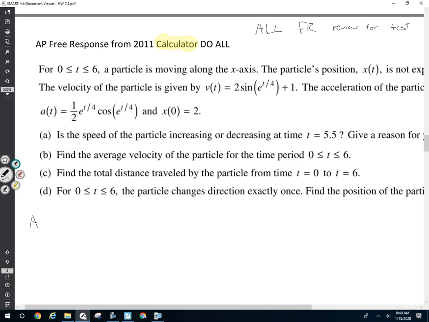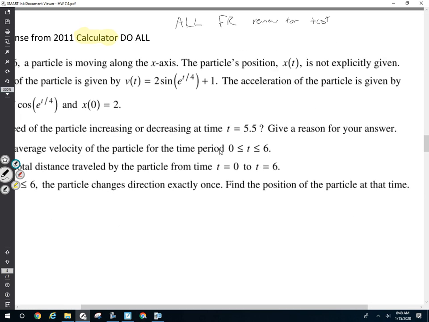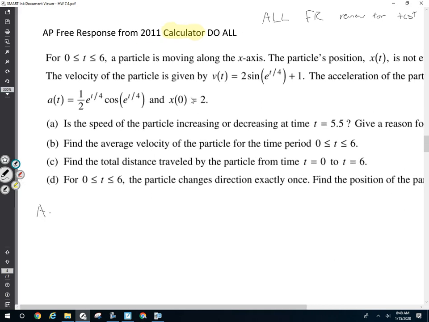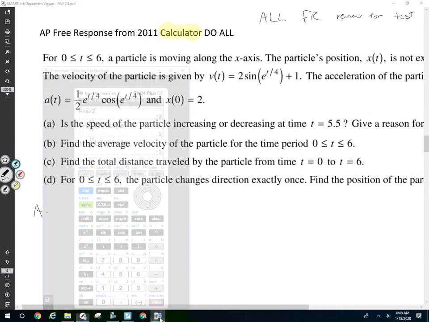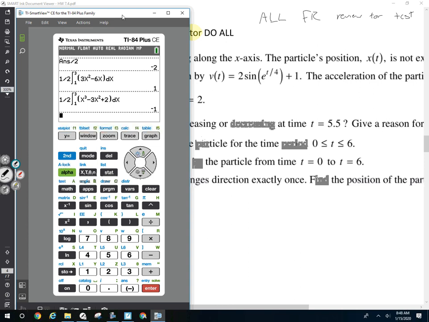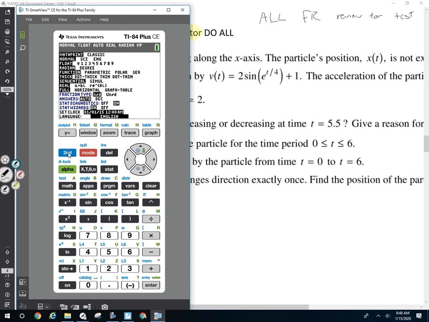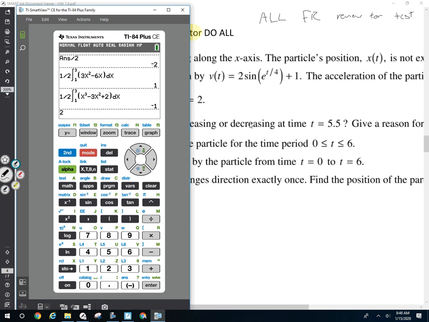Part A, is the speed of the particle increasing or decreasing at t equals 5.5? Give a reason for your answer. I'm given an equation for velocity and an equation for acceleration. So if I just find my velocity at 5.5 and my acceleration at 5.5 and compare the signs, let's make sure we're in radian mode, we know speed is increasing or decreasing based on the signs of both velocity and acceleration.